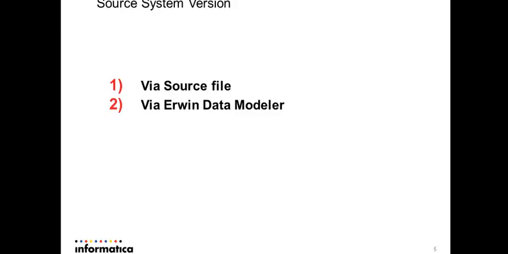There are two types of source system versions from which you can load Erwin metadata into Metadata Manager. Number 1 is via the source file. Number 2 is directly connecting to the Erwin data modeler repository and reading the metadata.